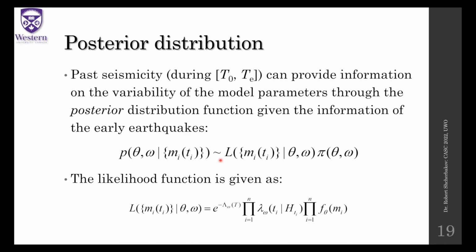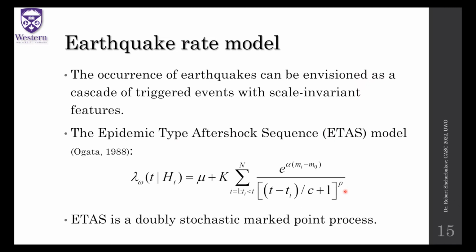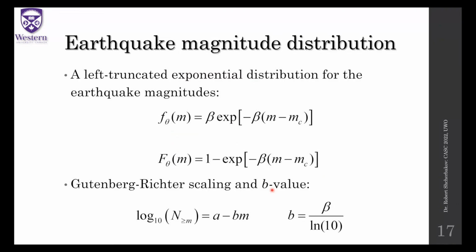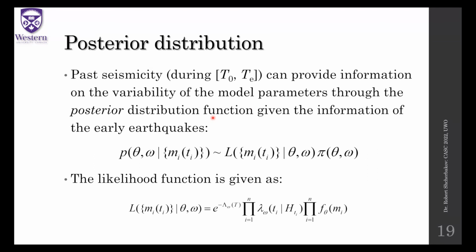Now, in terms of forecasting, going back, now we have our model. We have the model which describes our rate of occurrence, and this ETAS model has five parameters here. And of course, we have this frequency magnitude statistics, which has one extra parameter, beta. Now we can estimate those parameters, but it's also important to properly estimate the uncertainties of those parameters. This can be done through Bayesian analysis. Here I write, in symbolic form, the so-called posterior distribution for the model parameters.